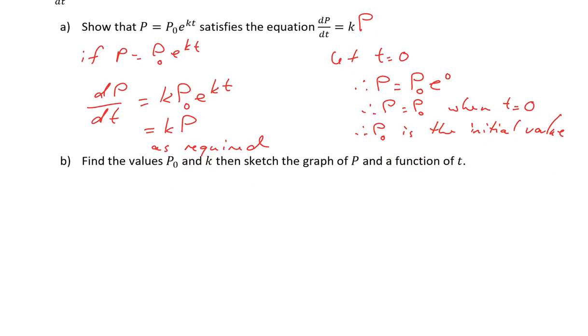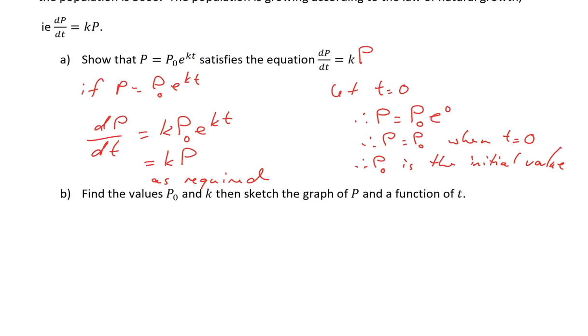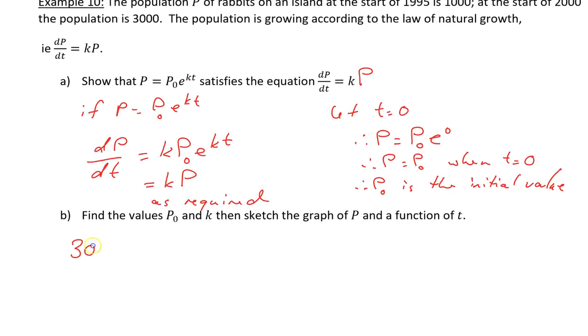Now, find these things given that information that we got at the beginning. So, we know that my population, 3,000, is equal to P0, which was 1,000, times e to the k, and t is equal to 5.